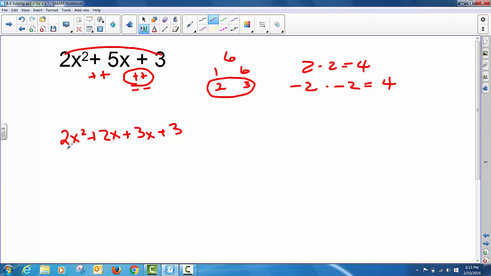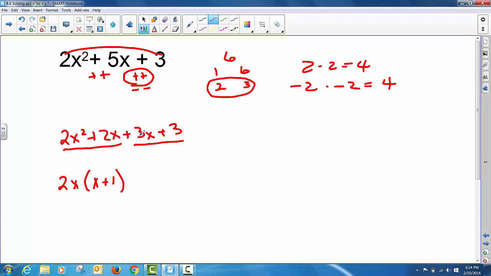So now we group them together. We've got this pair and this pair. What do these two have in common? A 2x. If we factor a 2x out of this, we're left with x. And if we factor a 2x out of this, we're left with 1.